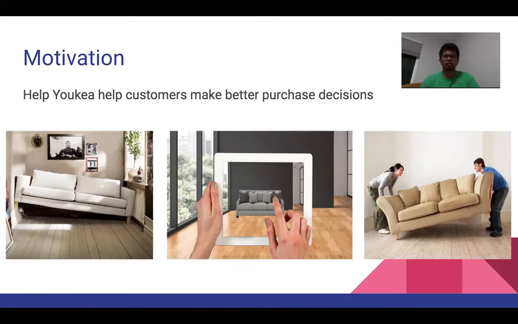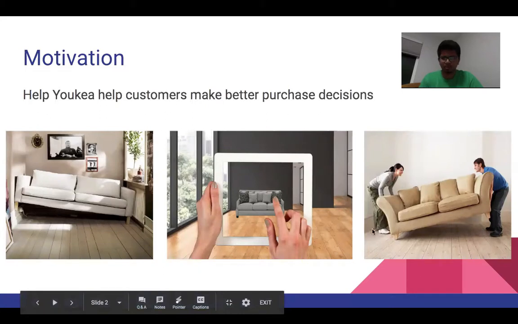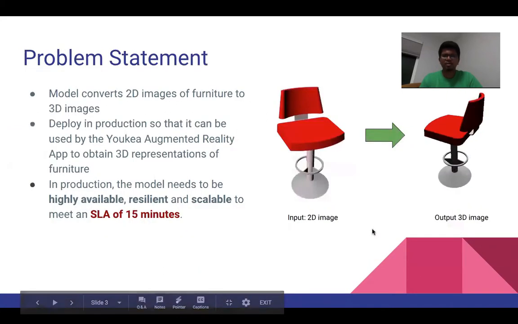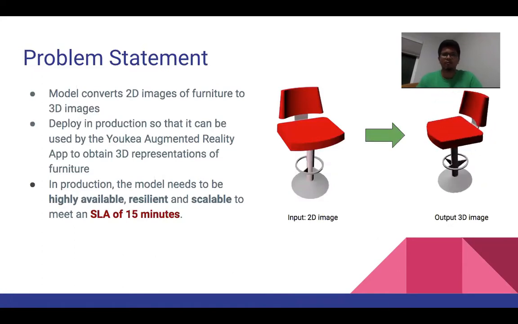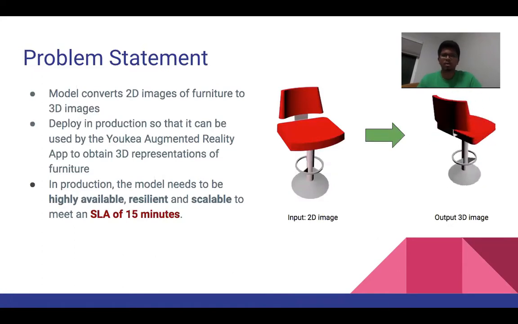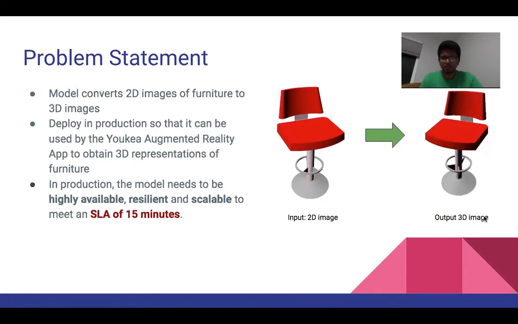And so, to solve this problem, Ukia is coming up with an augmented reality app which will help customers take the guesswork out of purchase decisions and help them make good purchases. As a first step towards solving this problem, the machine learning engineers at UKIA have built a model that converts 2D images to 3D images.